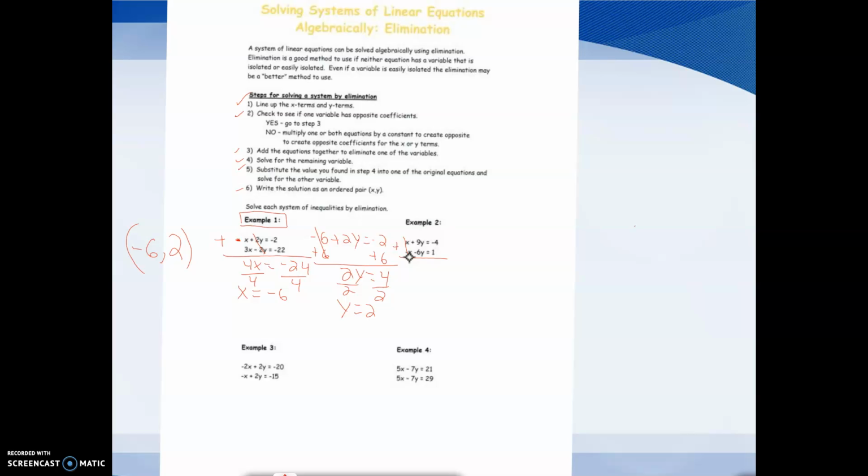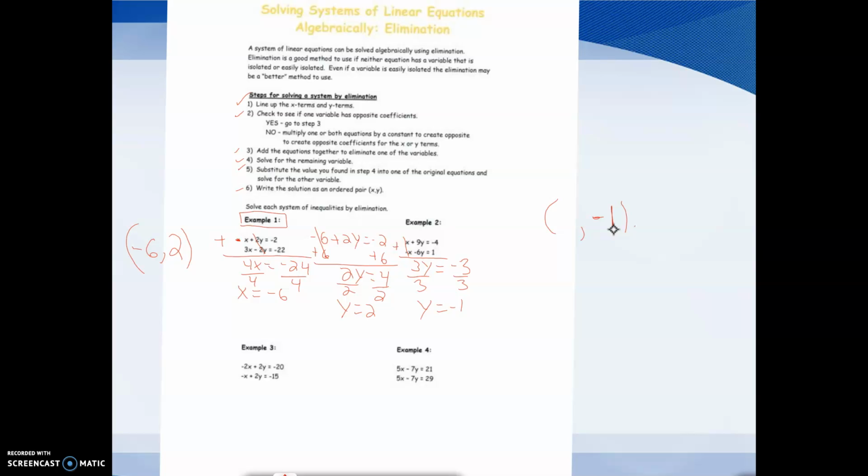So +9 minus 6y, that's 3y, right? 3y equals -4 plus 1 is -3. Divide out the 3, and y equals -1. Now remember, ordered pair. Just don't make the common mistake. You actually have the y value now, okay? So let's just put it in its proper place.